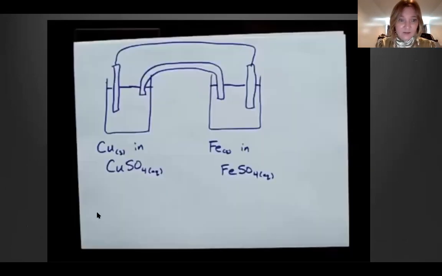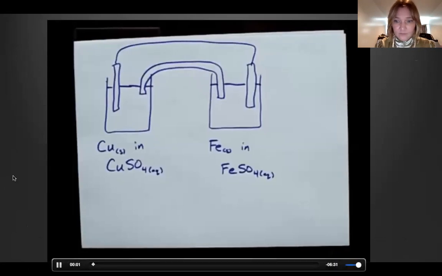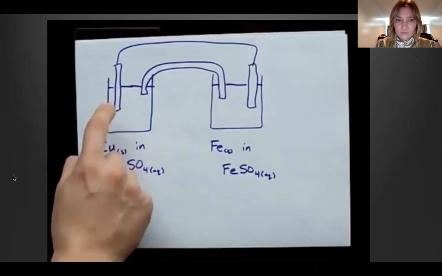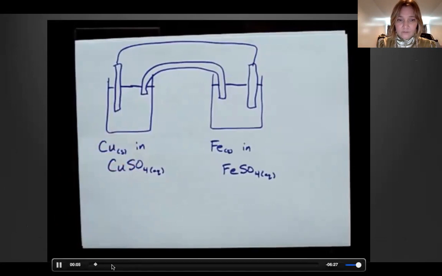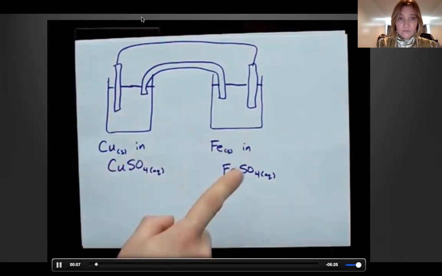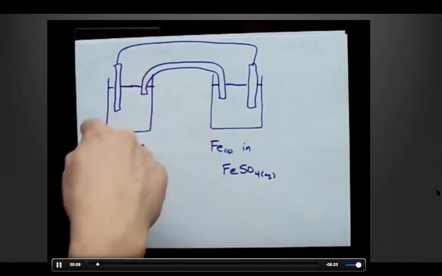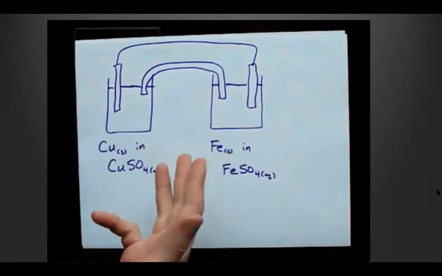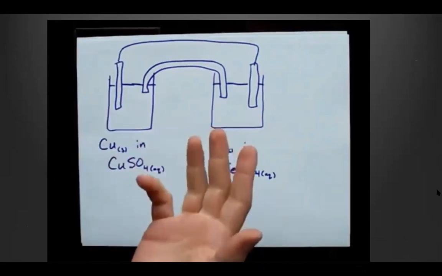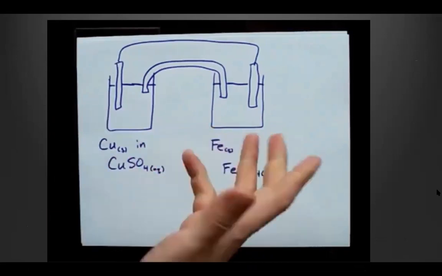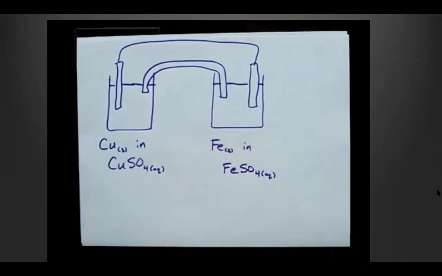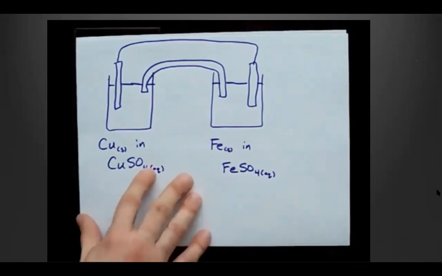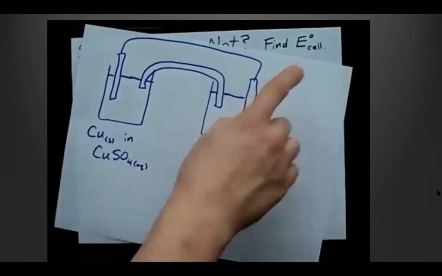Here we go. If I have solid copper sitting in copper sulfate and solid iron sitting in iron sulfate, which way is the reaction going to go? Is the copper going to lose electrons, or is the copper going to gain electrons? Is the iron going to lose electrons, or is the iron going to gain electrons? Really, the only way to figure this out is to figure out something called E cell.